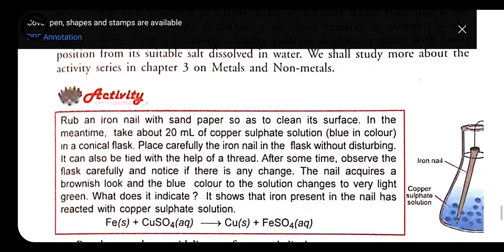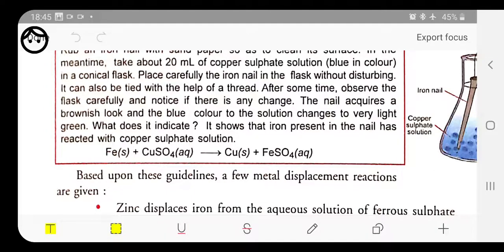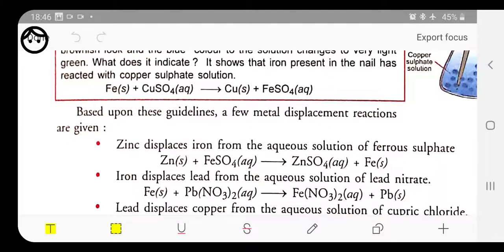So here we have an example of displacement reaction, that is iron plus copper sulfate. We know that iron is more reactive than copper, and that's why whenever we put iron into copper sulfate solution, because the color of the copper sulfate solution is blue, on putting an iron nail into that, it becomes green in color. It shows that iron is going to displace copper and take the place of copper, and then formation of products like copper plus iron sulfate takes place. Okay.